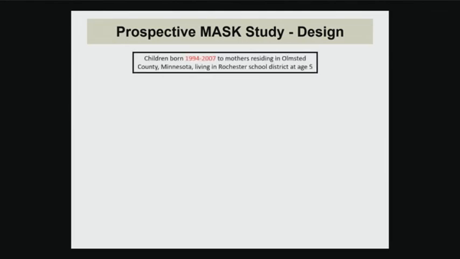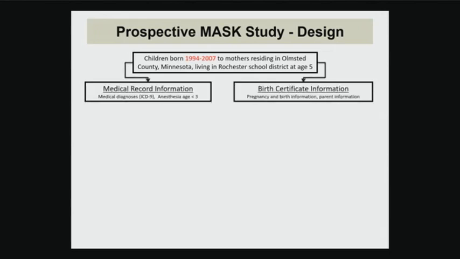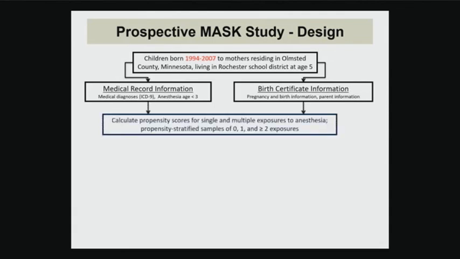On to the prospective MASKS study. So again, these are kids that were exposed in the past and that we prospectively recruited to test. So this is a birth cohort from 94 to 2007. Again, mothers that were resident in the local county that houses Mayo Clinic Rochester. We again had medical record information and birth certificate information that we could use to calculate propensity scores for the propensity to be exposed to anesthesia.